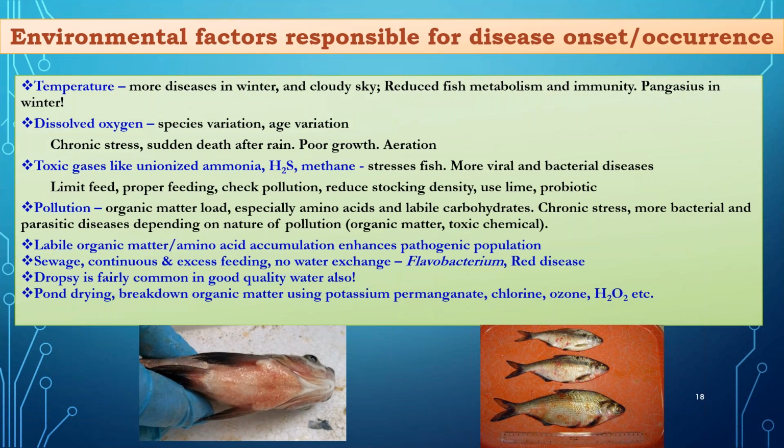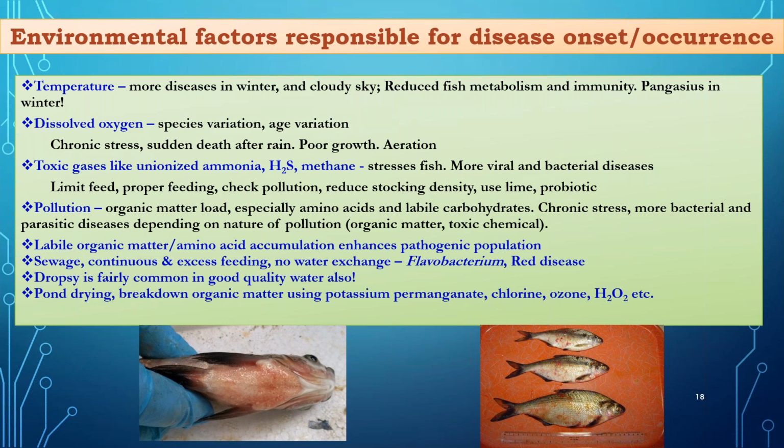Apart from the microbial or biotic agents, there are certain abiotic factors responsible. Those are the environmental factors responsible for the disease onset or occurrence. First will be the temperature. More diseases generally occur during the onset of winter. Cloudy sky, reduced temperature, reduced sunlight result in reduced fish metabolism, and in turn immunity. If the fish stops taking feed due to the fall in temperature, it immediately affects its digestion and feed intake capacity, resulting in decreased metabolism.